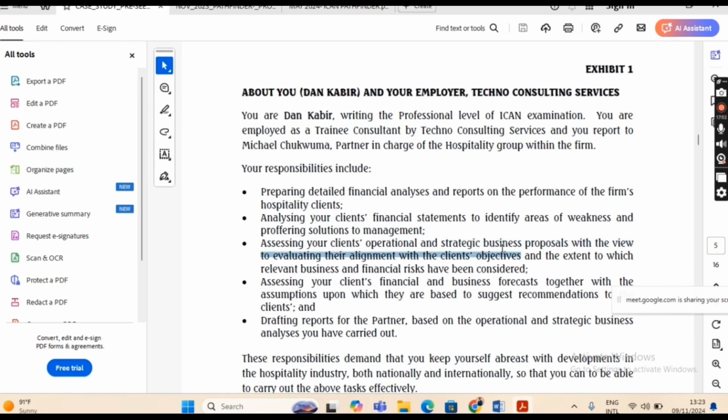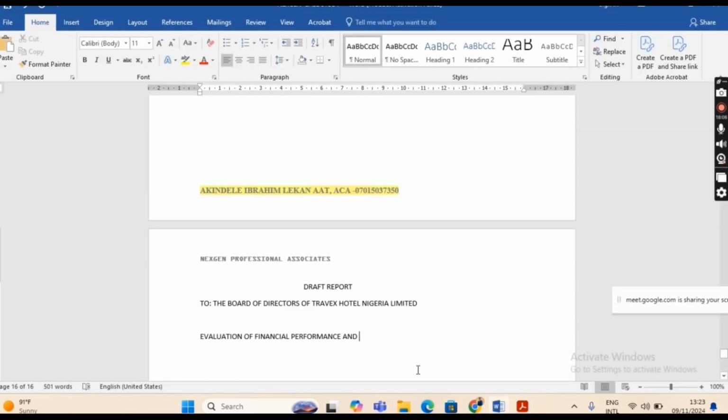Assessing your client's operational and strategic business proposals with a view to evaluating their alignment with the client's objectives and the extent to which relevant business and financial risks have been considered. So please, you don't need to make your subject lengthy, just make it short. You can just say evaluation of financial performance, and just put business proposal, and that is all about that. So the next thing, after to the board of directors of Travis Hotels Nigeria Limited: evaluation of financial performance as well as business proposal.